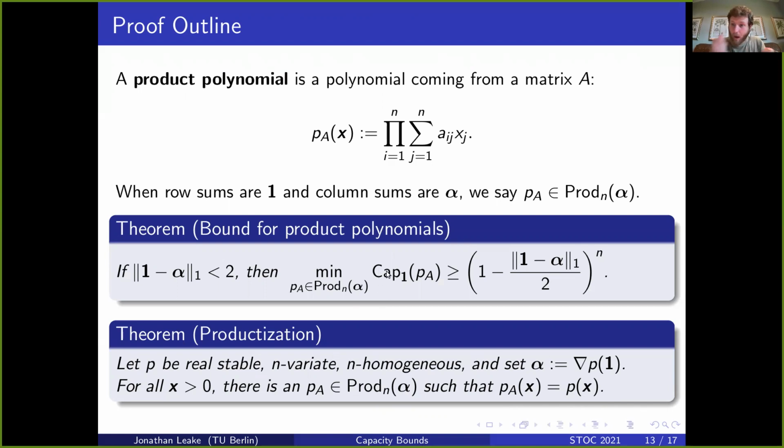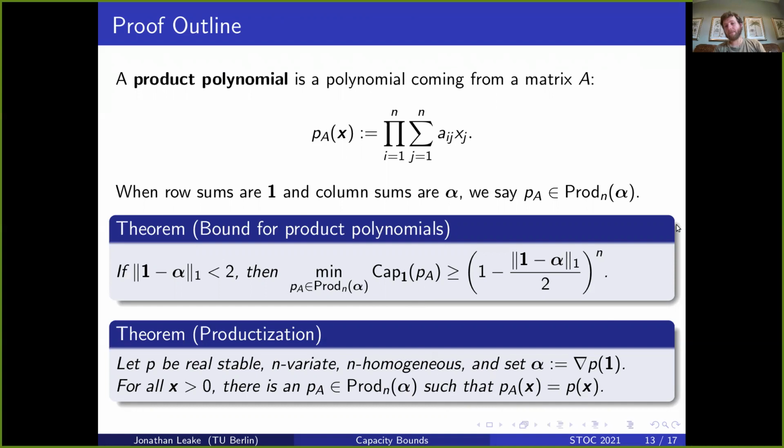And so by basically swapping the inf and min, you can take the inf over all x greater than 0 here of this, and it basically immediately gives you the bound for real stable polynomials. So this is exactly what you need to transfer this bound to real stable polynomials.